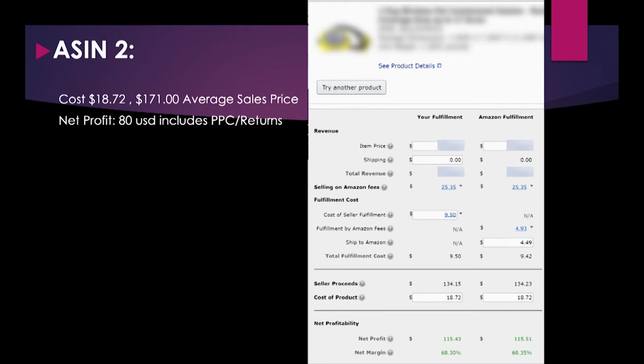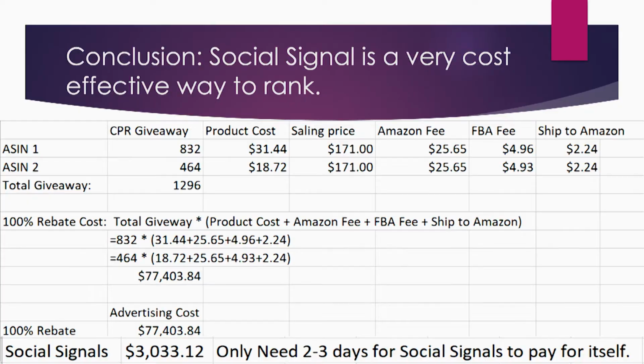You could actually see this is the calculator that we're talking about. For the Amazon calculator, it's actually 68%, but we overestimate our returns and PPC so that we actually made more probably. So conclusion, social signals is a very cost-effective way right now in order for you to rank, instead of the old giveaways. The old giveaways of 2019, let's just say. 2020, you guys are going to start, here it is.